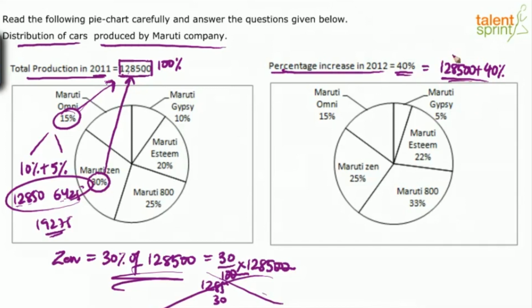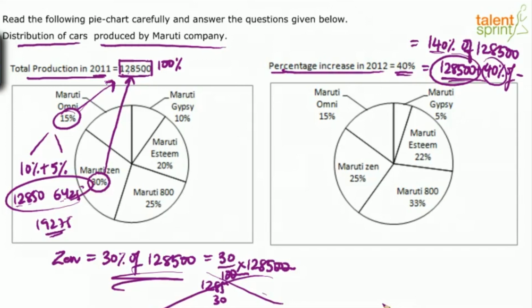Or you know that this is like 100% plus 40%, right? 40% of what? 40% of the same value, right? 1,28,500. So instead of taking it as 1,28,500 plus 40% of 1,28,500, you can also say this is like 140% of 1,28,500, or simply 1.4 into 1,28,500, because this is 100% and this is 40%. 100% plus 40%, 140%. Alright.